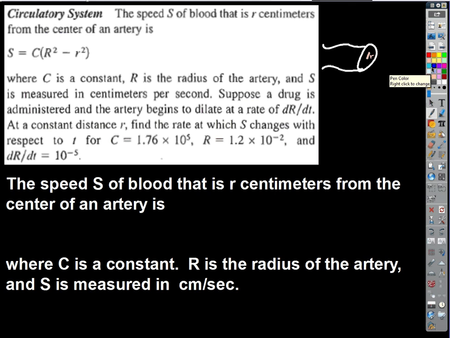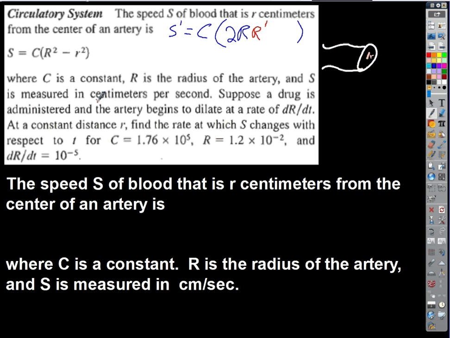Okay, I'm trying to find dS/dt, so we'll just differentiate implicitly with respect to t and see what we get, right? If I differentiate implicitly with respect to t, on the left side I'm going to get S prime, right? On the right side, c is a constant, so we'll leave that out front. What's the derivative of capital R squared with respect to t by the chain rule? 2R R prime, minus the derivative of little r squared with respect to t? 2 little r, little r prime.